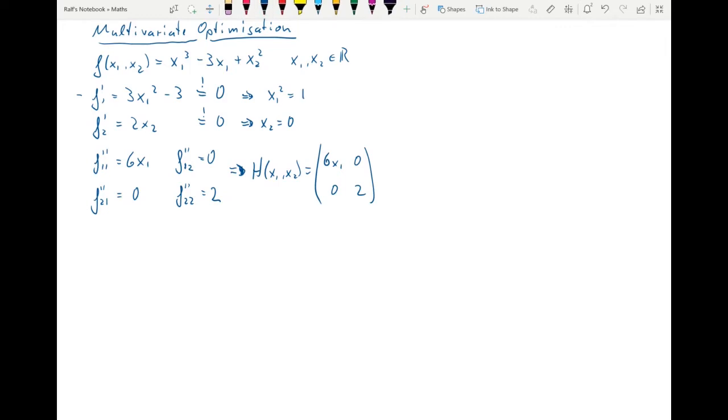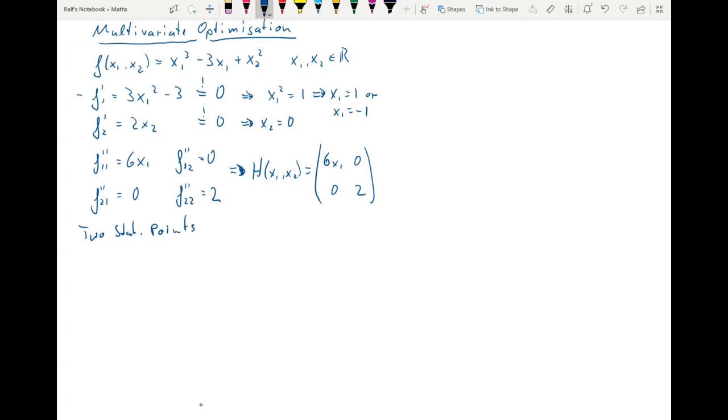So from f prime 1, we get x1 squared equals 1, and that means x1 has two solutions. It is either x1 equal to 1 or x1 equal to -1. So it's obvious from here that we have two stationarity points.